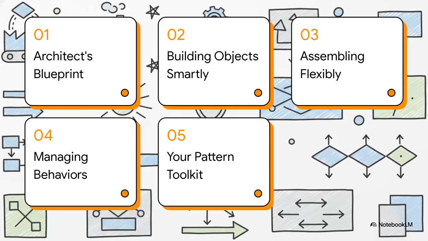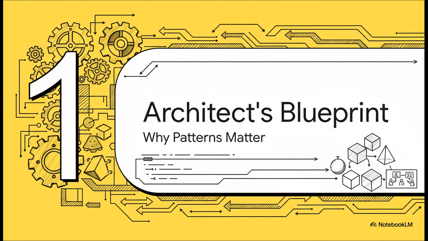So, here's what we're going to cover. First, we'll talk about why this whole blueprint idea even matters. Then we'll dive into building objects smartly, assembling them with flexibility, and managing complex behaviors. And we'll wrap it all up with a look at your new pattern toolkit. All right, first up, the architect's blueprint for code. Let's really dig into why these patterns actually matter so much.